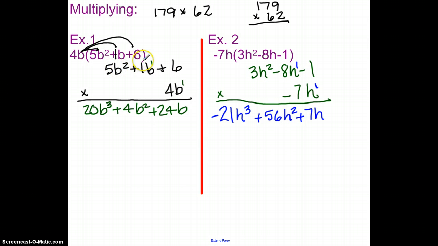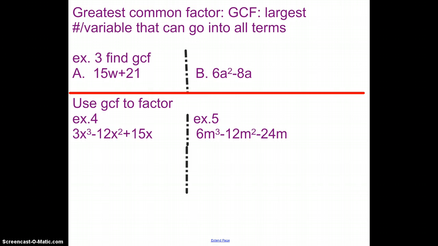This goes from b squared to b to your number. So if you have this part in standard form, that means that when you're done, your answer will also be in standard form, which is kind of helpful to consider. Okay, now let's go on to dealing with greatest common factor.